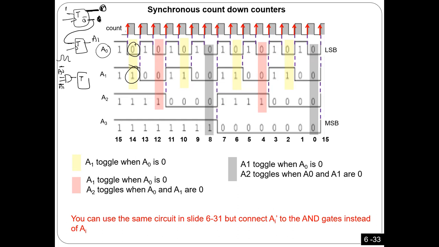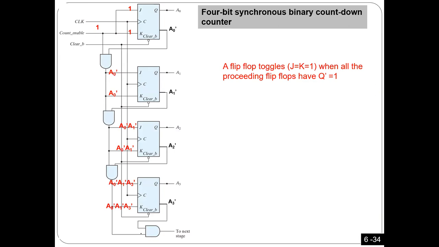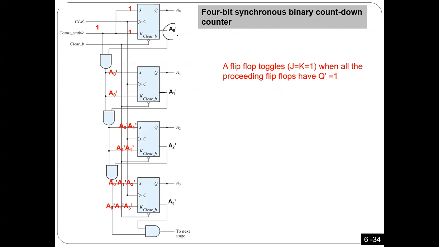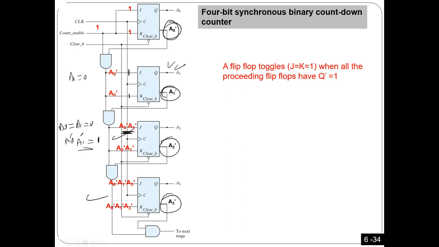Very interesting. Okay? And that's exactly what I did here. If you look at this circuit and compare it with the circuit I have here, it's identical. It's the same thing. The only difference is I just connected here to A prime. So by this way, the input here for JK is going to be A0 prime. That means this one is going to toggle when A0 is zero, or A0 prime is one. This one is going to toggle when A0 equals A1 equals zero, so that A0 prime and A1 prime equal one. Same thing for this one. Okay, very simple, very interesting.